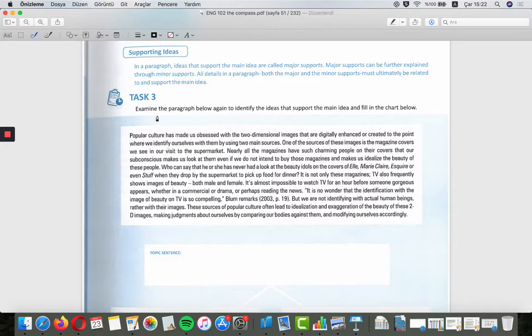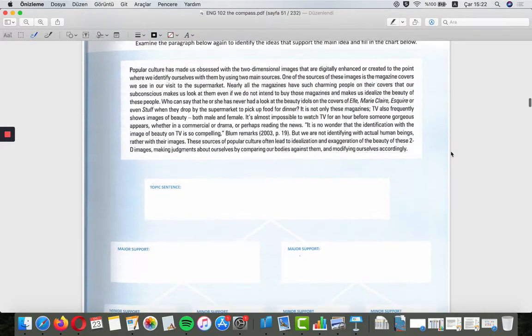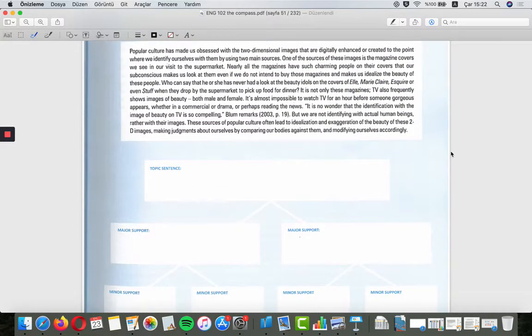Let's look at this. It says examine the paragraph below again to identify the ideas that support the main idea and fill in the chart below. Now you can stop the video here, okay, and write your main topic sentence, major supports, and you can also add your minor supports. Stop the video, do it, then we will look at it together.